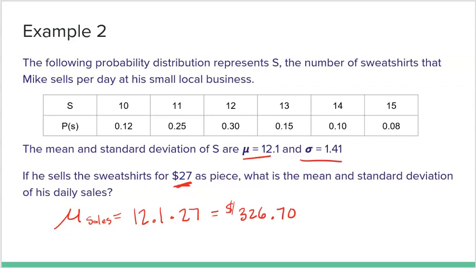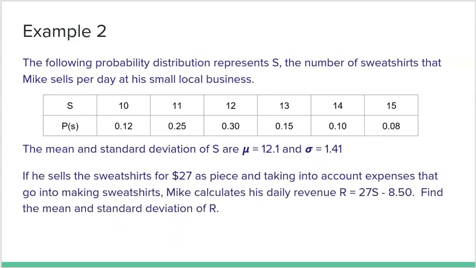Again, just converting from a number of sweatshirts to the amount of money that that number would be worth. And the same thing would be true for the standard deviation, which is also affected by multiplication. So I take the 1.41 and I'd also multiply that by $27. 1.41 times 27 is $38.07. So in the long run, after selling many days worth of sweatshirts, I keep wanting to say t-shirts, sorry, in the long run, Mike would expect a daily sales of $326.70, but that would vary on average by $38.07 from the mean. Pretty easy. Let's look at a third example.